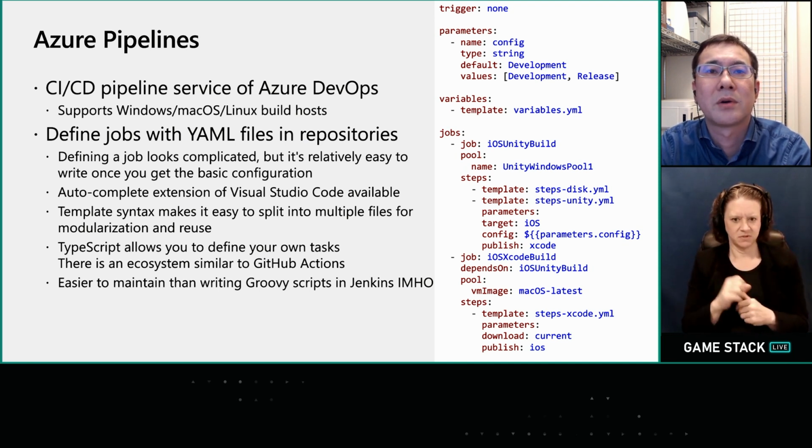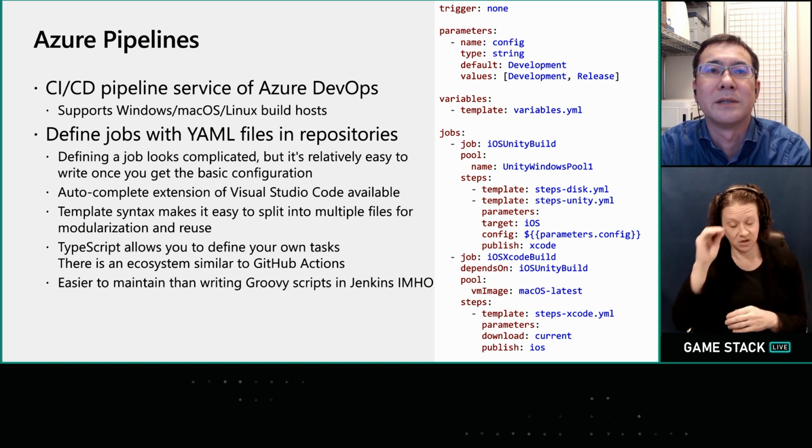The Visual Studio Code extension is also available. My favorite feature is template syntax, as you can see in this example. It's useful for modularization and reuse. In my humble opinion, it's easier than writing Jenkinsfile in Groovy.